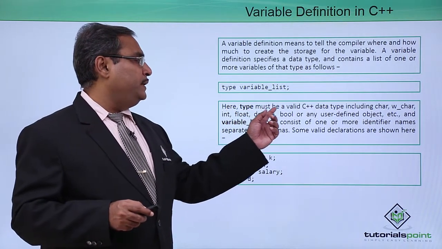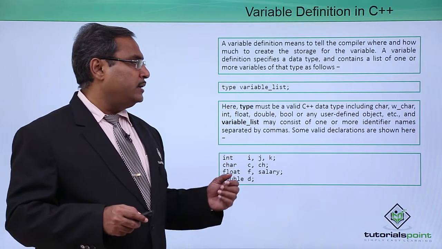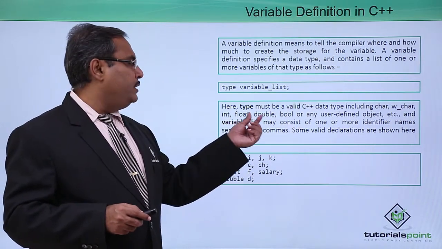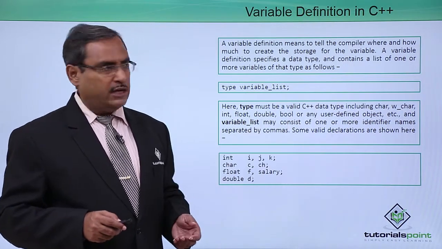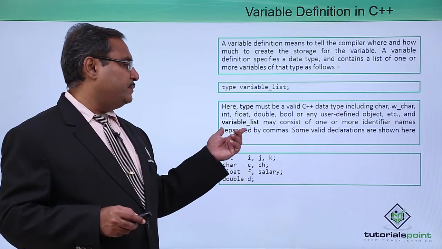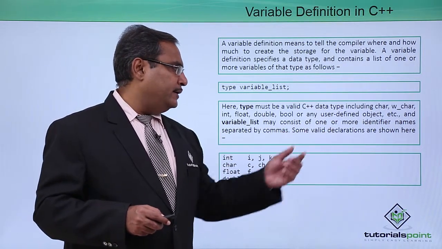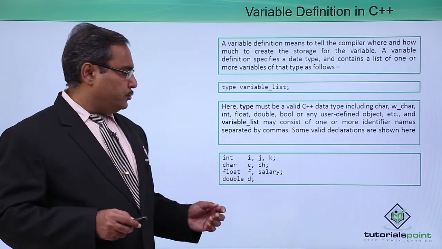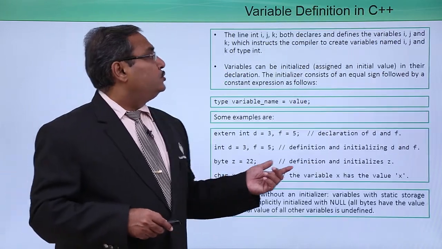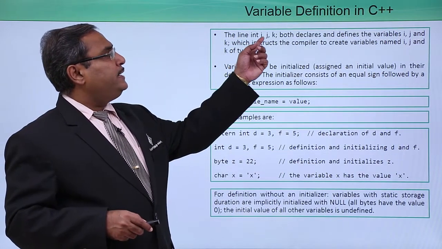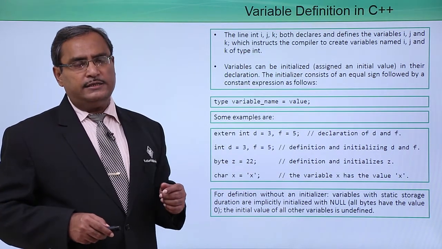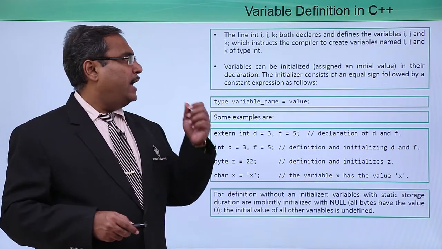Here the type must be a valid C++ data type such as char, wchar_t, int, float, double, bool, and any other user defined object, etc. And the variable list may contain one or more identifier names separated by commas. Some valid declarations are shown below. So here this d is being defined of the type double. The line int i, j, k both declares and defines the variables i, j and k of the type integer, and so on.